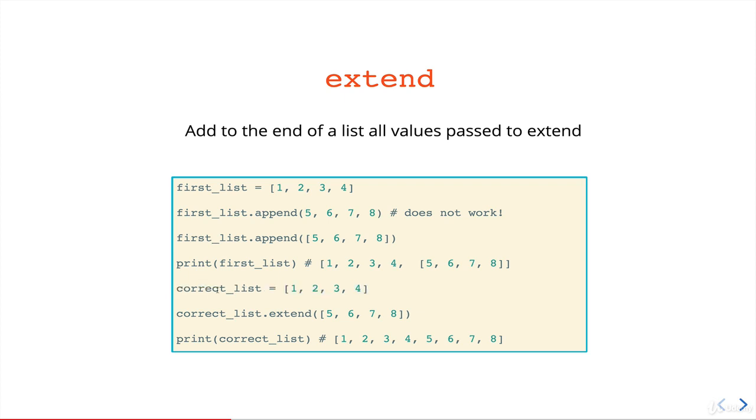So we have our first variable, correct list, equals 1, 2, 3, 4 in a list. If we call dot extend on that, and we pass in a single list, 5, 6, 7, 8, it will take the items in this list and add them each to the end. So it doesn't just throw in the entire list as one item, it adds them individually.